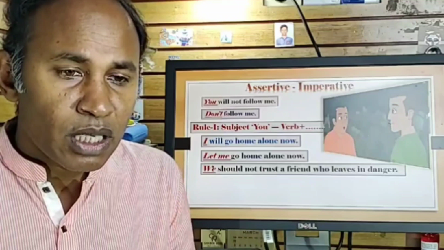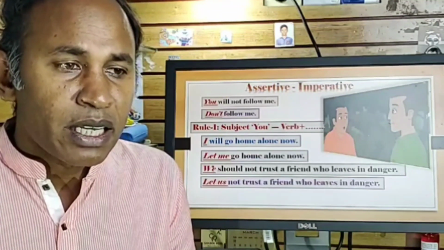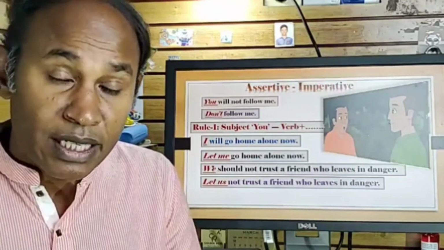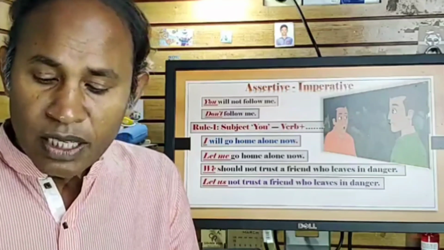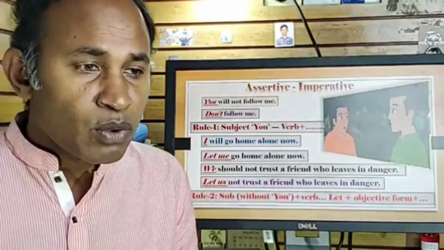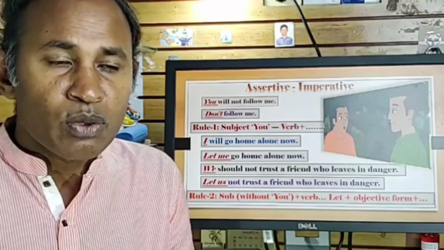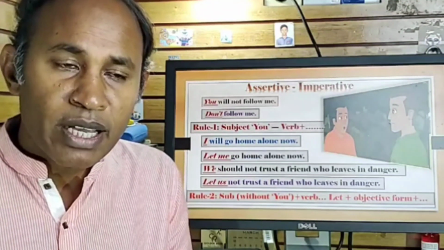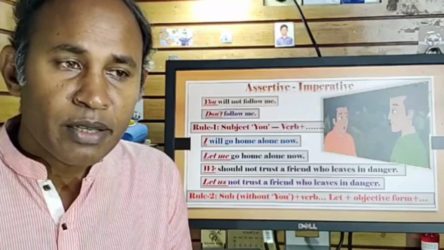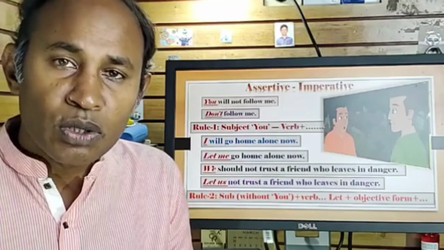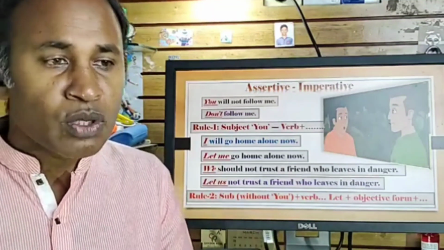কি হবে এটার উত্তর? Let us. That means the answer is let us not trust a friend who lives in danger. So these very easy rules are there just to make an assertive sentence into imperative. The first one is you have to omit you and start the sentence with a verb to make it imperative, and if the subject is other than you, in that case you have to use let.